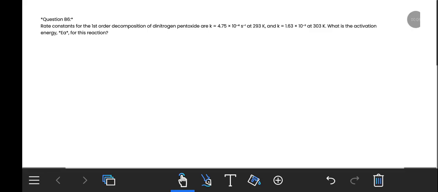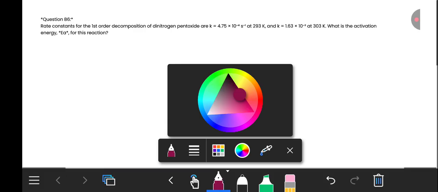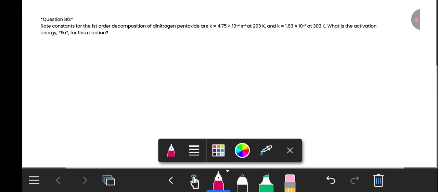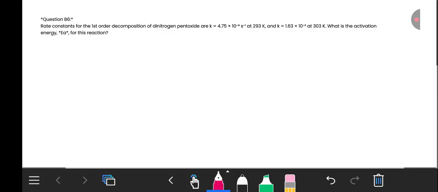Okay, let's look at this question which was asked on chemical kinetics. That is chemistry 1010, question B6. The question was rate constants for the first order decomposition of dinitrogen pentoxide.